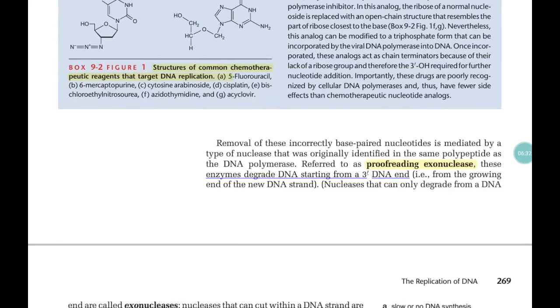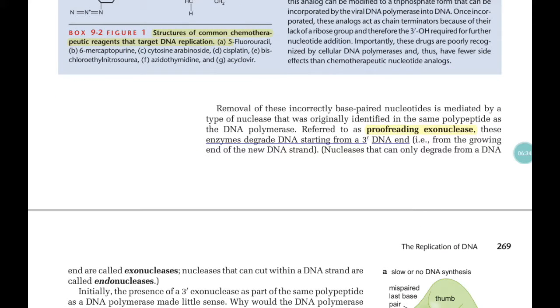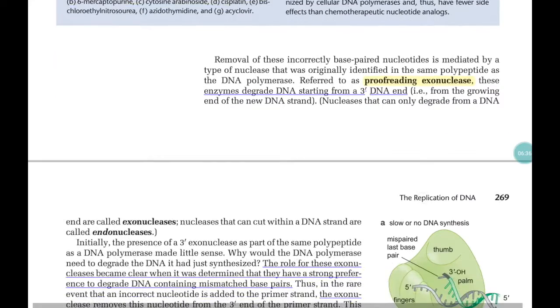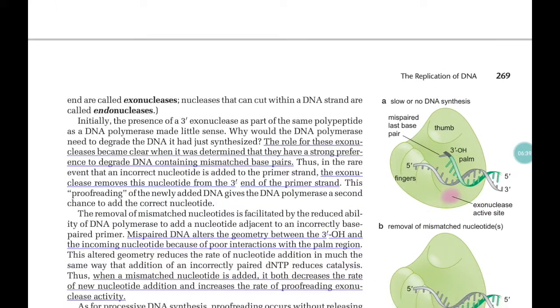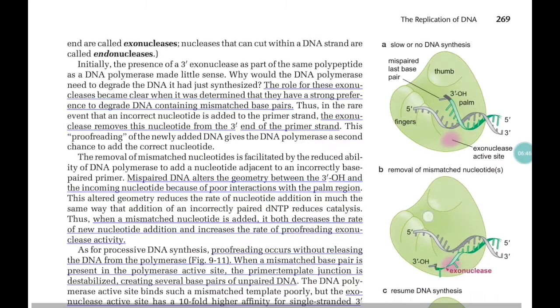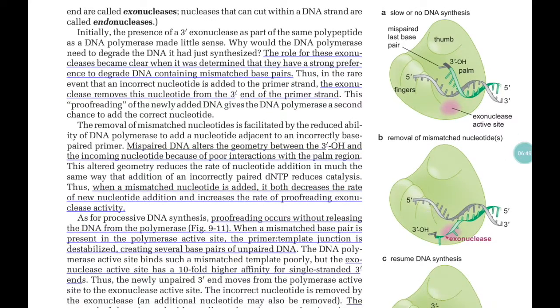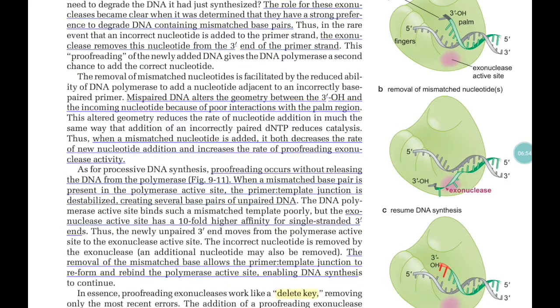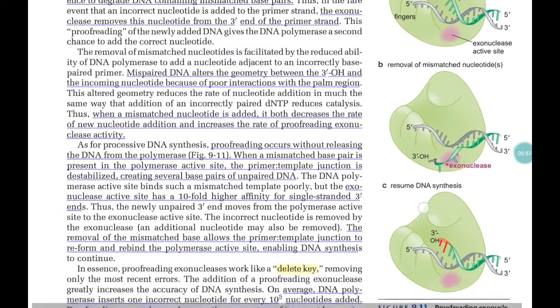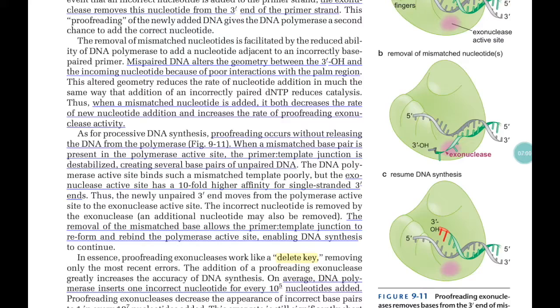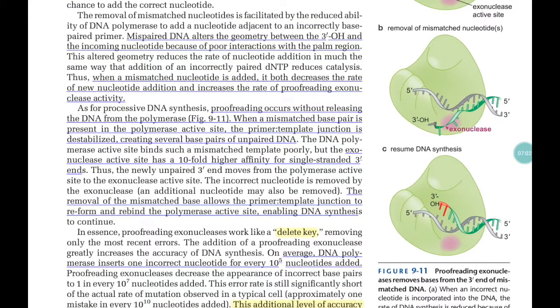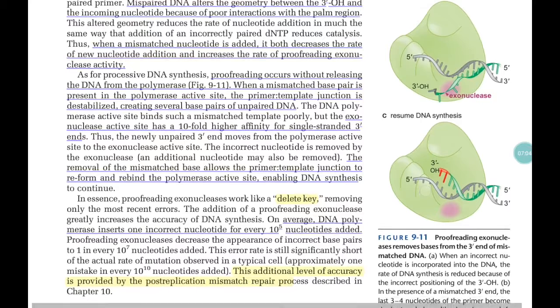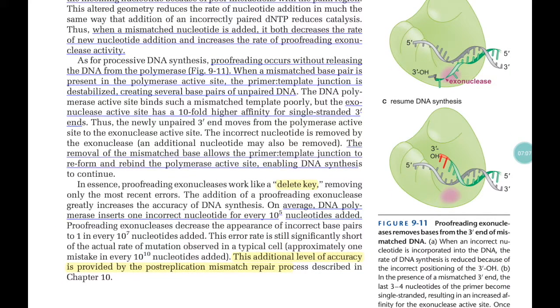The proofreading exonuclease degrades DNA starting from the 3' DNA end. The role of these exonucleases became clear when it was determined that they have a strong preference for degrading DNA containing a mismatched base pair. The exonuclease removes these nucleotides from the 3' end of the primer strand. A mismatched base pair alters the geometry between the 3' hydroxyl and the incoming nucleotide for interaction within the palm region. When a mismatched nucleotide is added, it both decreases the rate of new nucleotide addition and increases the rate of the proofreading exonuclease activity.